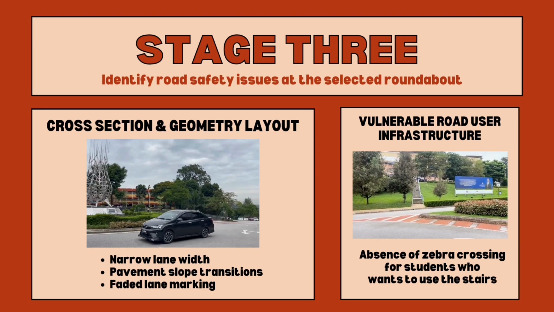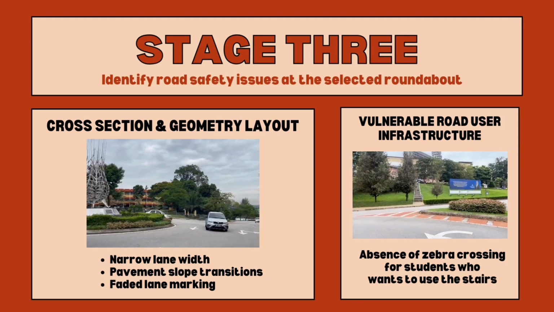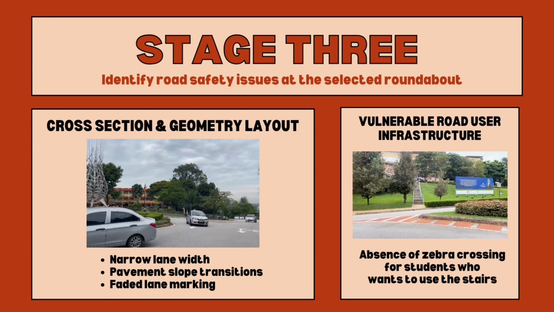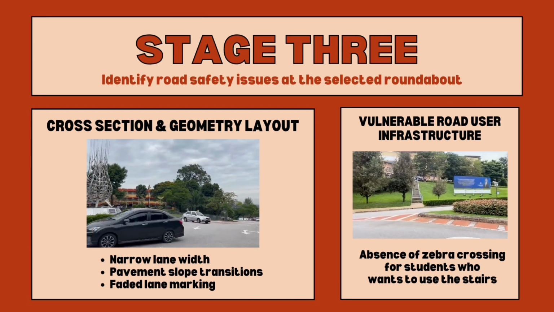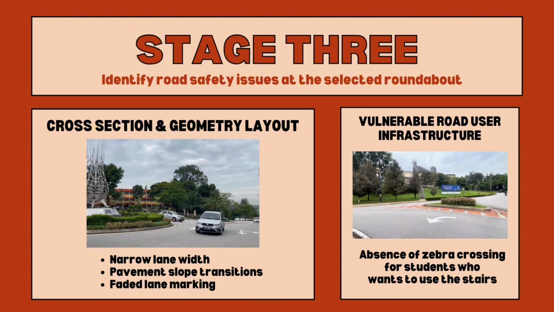Now, I will continue to discuss the critical safety issues at the selected roundabout, where I will be proposing 6 main issues, which are cross-section and geometry layout, vulnerable road user infrastructure, roadside safety, road surface condition, street lighting, and speeding concerns.